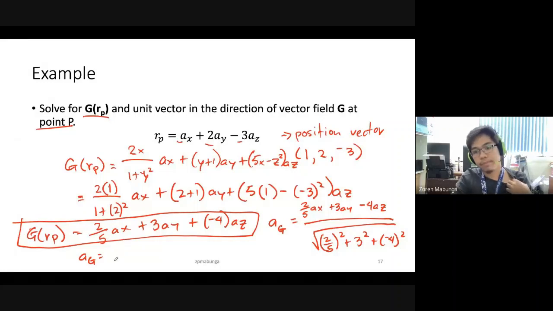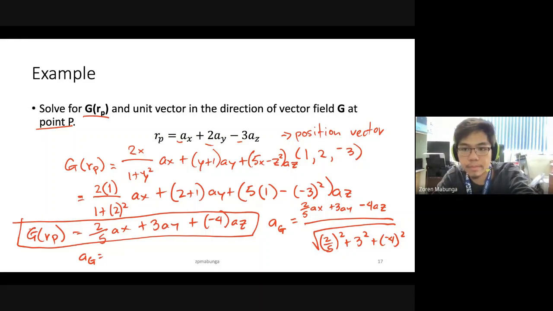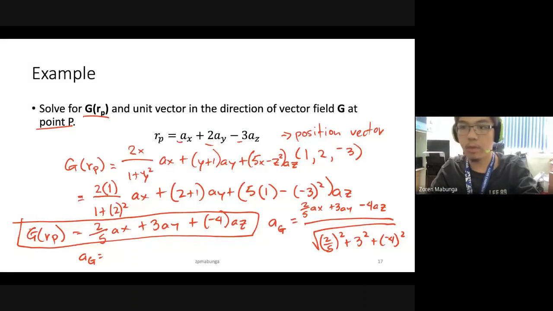Ano sagot natin? Sa AX muna. Kunin nyo muna yung magnitude, and then divide nyo yung bawat coefficient ng magnitude. Anong sagot? Ayun po, sir. Sino yan? May nagsasolve ba? Wala.